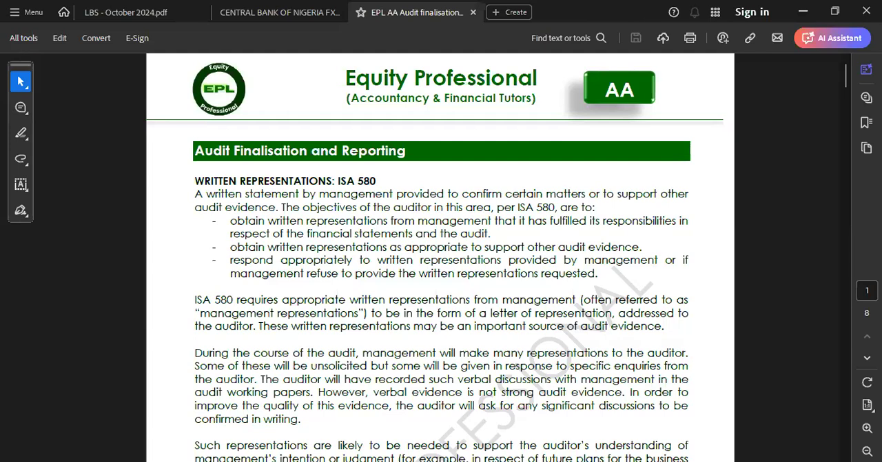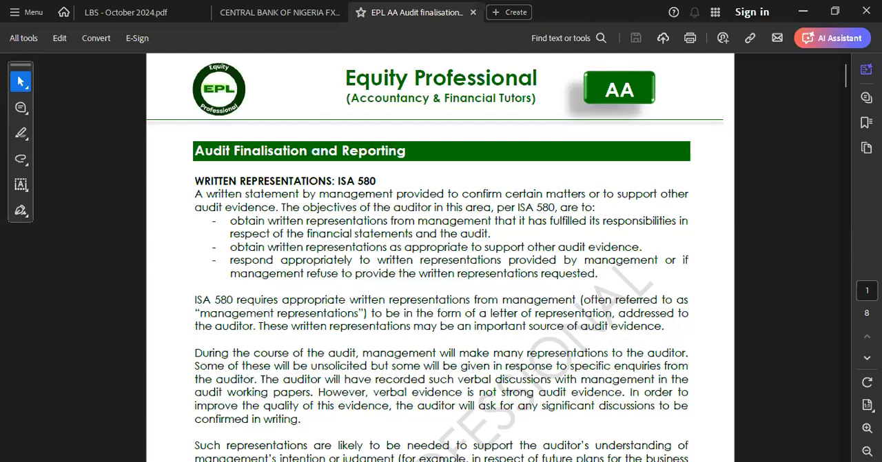Then the third objective is that written representations are ways by which management, and if management did not provide written representation, there are expectations that the standard says auditors should follow. So how to respond appropriately to written representation provided by management, or when they don't provide it, the standard also gives the guideline.